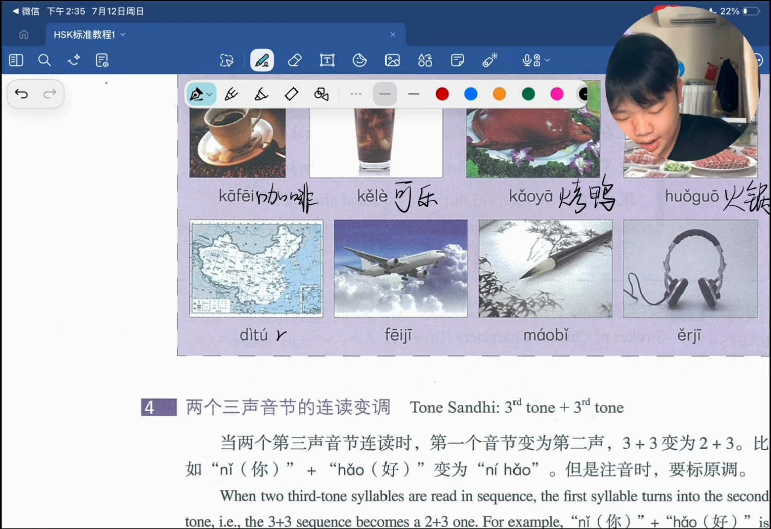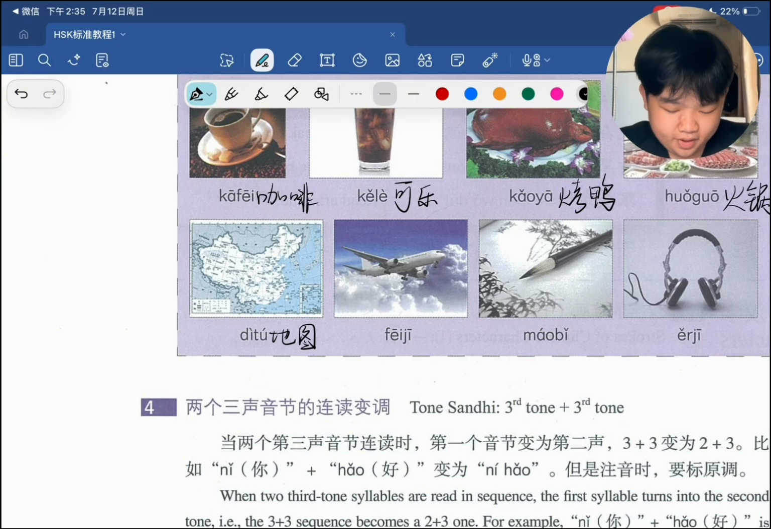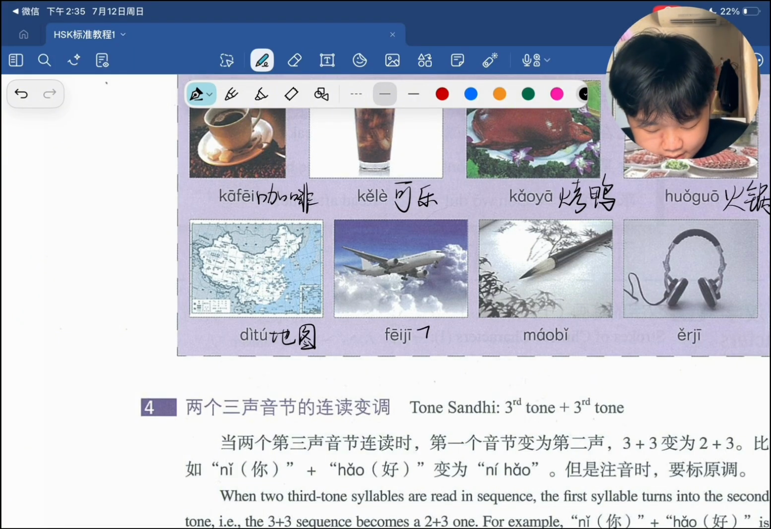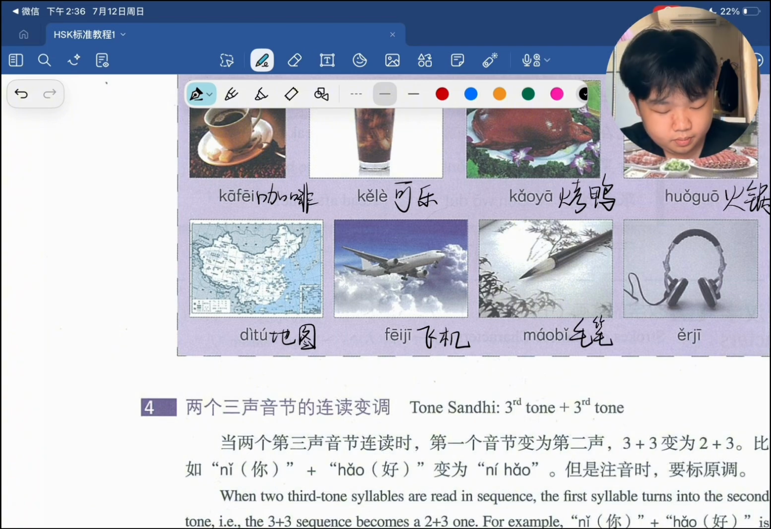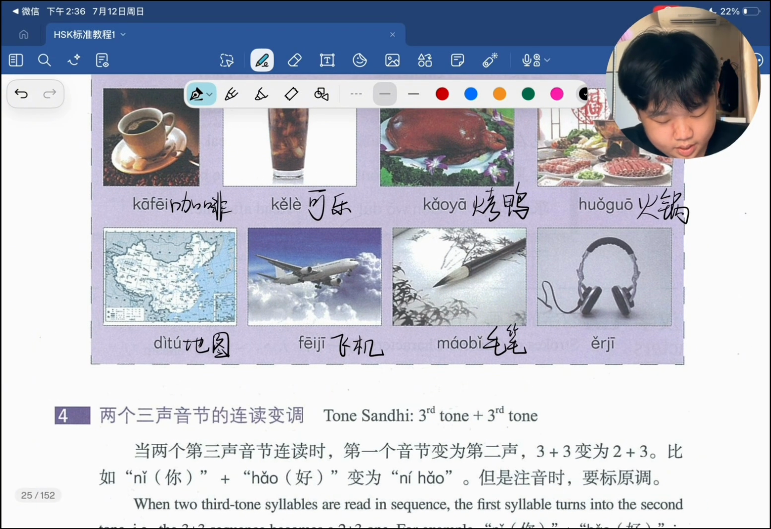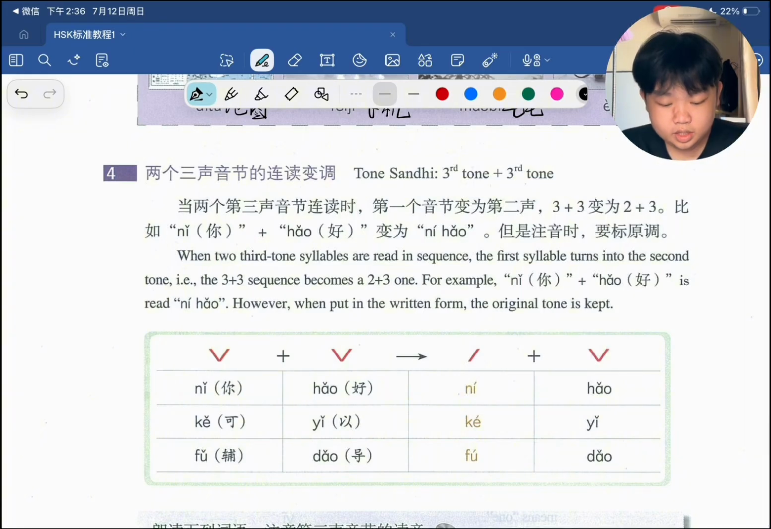Ditu means map. Sorry. Ditu means map. Feiji means plane. Maobi means writing brush. Erji means headphones.